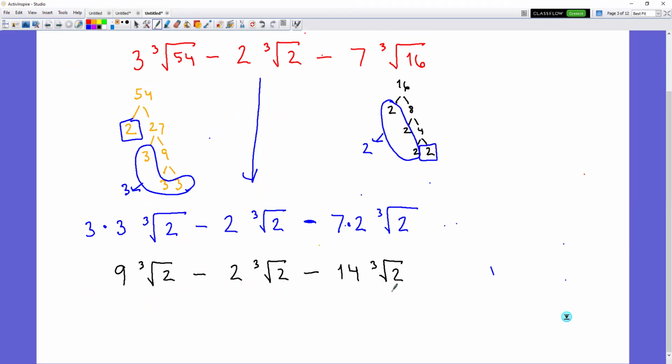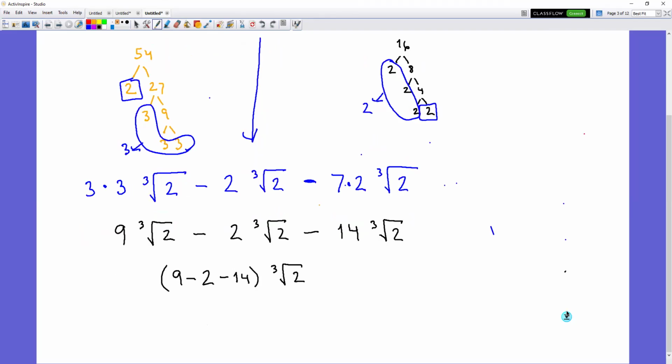And then as you can see, all of them end with the cube root of 2. So therefore, we can combine these. We can add them together. So basically what that means is we have, if I do it this way, it'd be 9 minus 2 minus 14, and then all that is the cube root of 2. So then that just means that we just subtract 9 by 2 and then subtract it by 14.